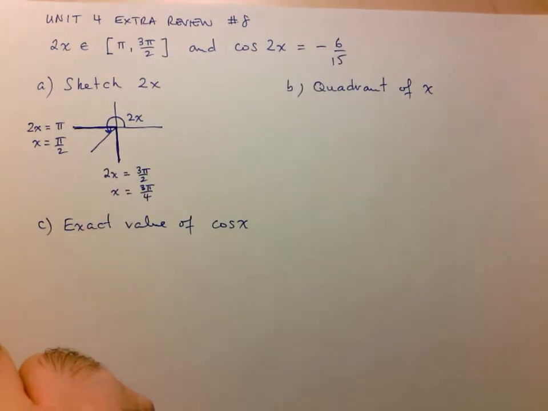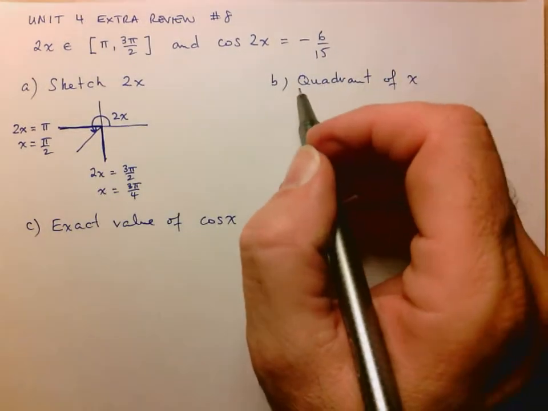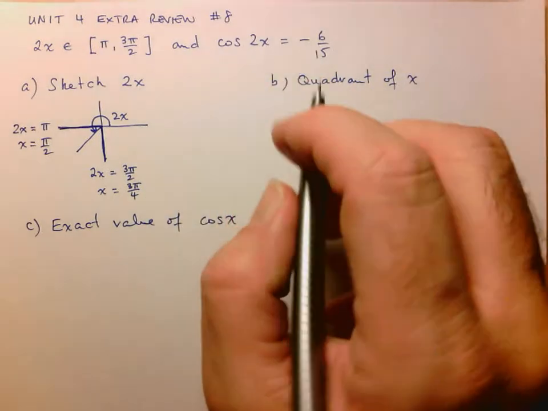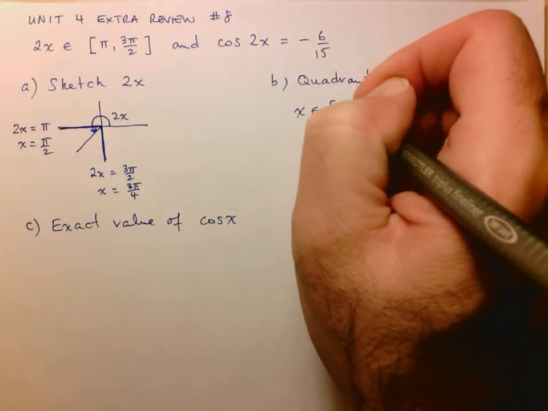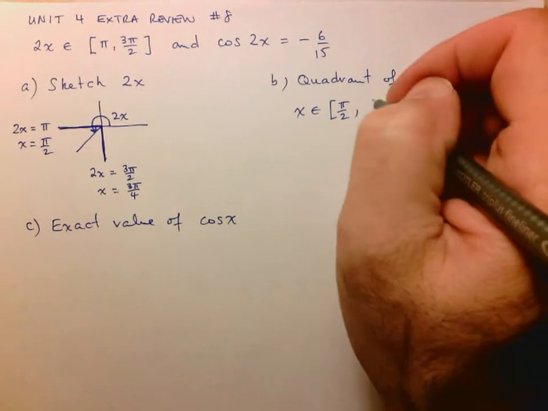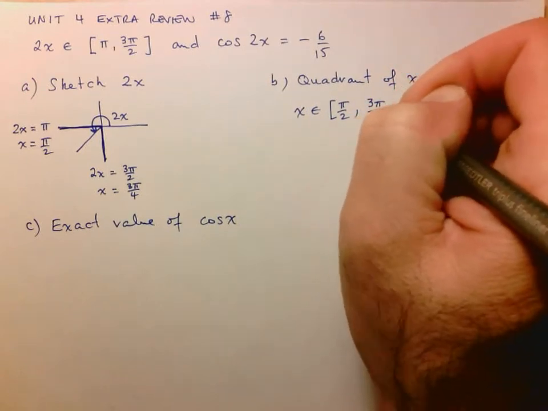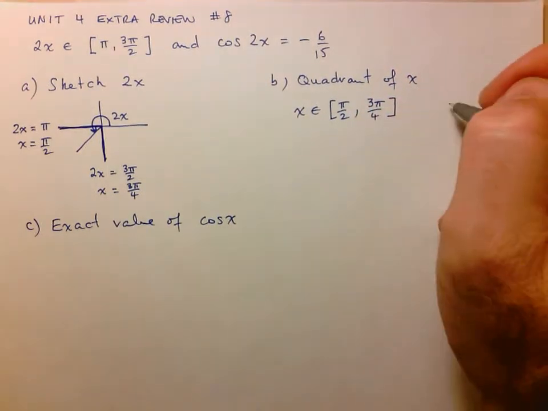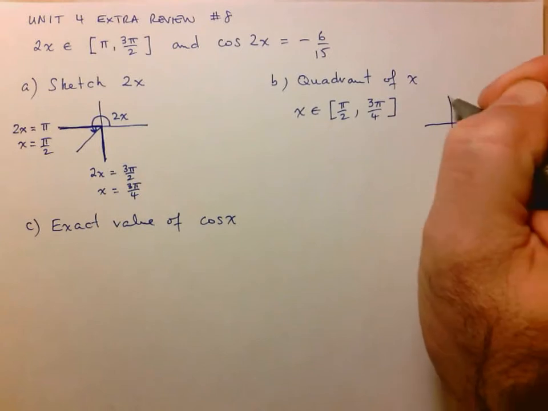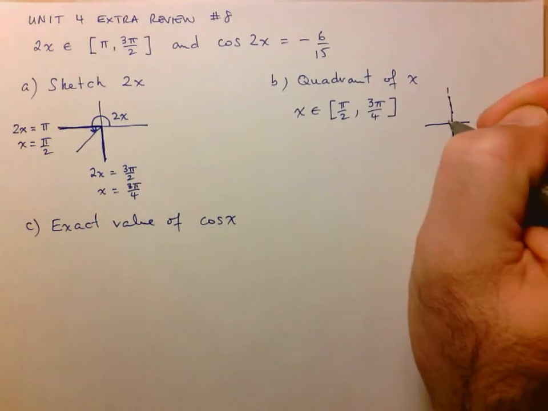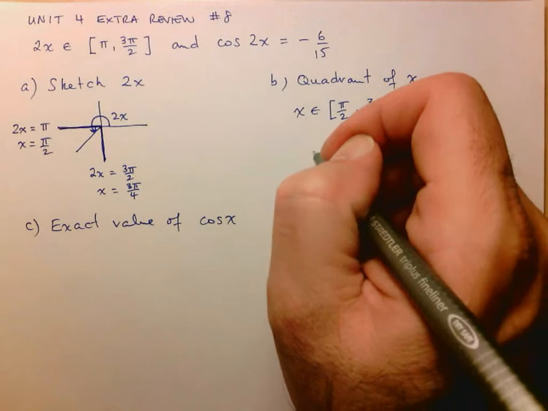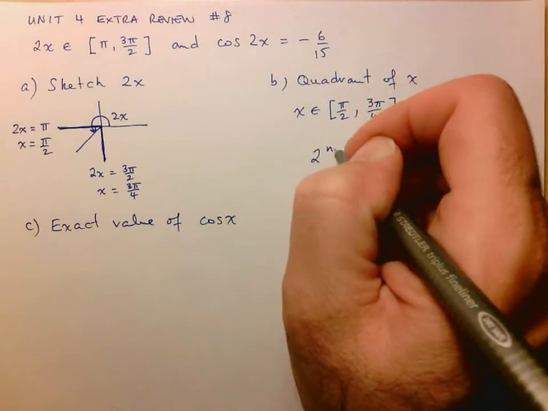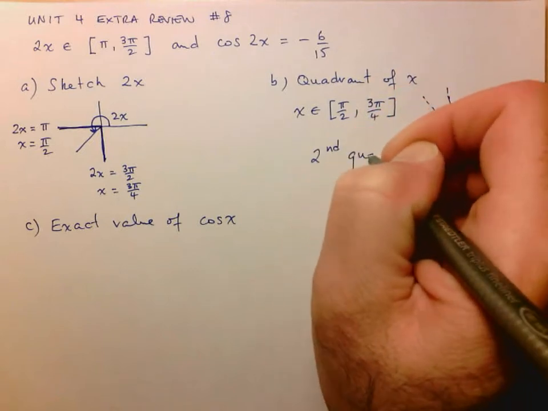So in fact I can even be more precise than the quadrant of x. I can say that x has to be somewhere between pi over 2 at the very least and 3 pi over 4 at the very most. But if you live between pi over 2 and 3 pi over 4, it means you have to be in the second quadrant. So x is in the second quadrant.